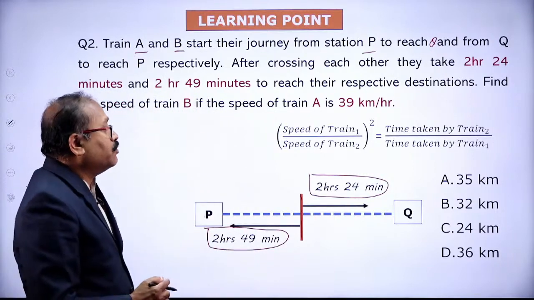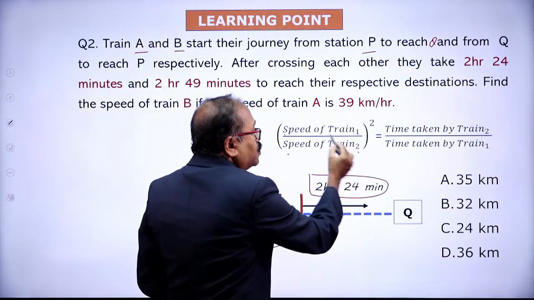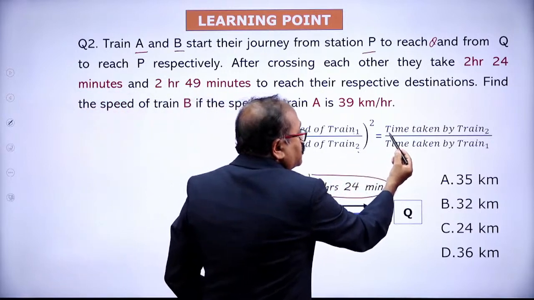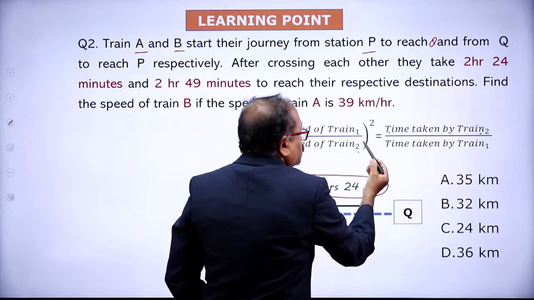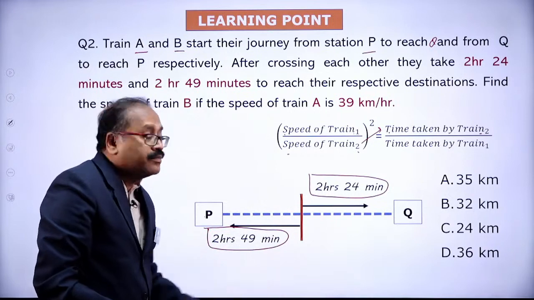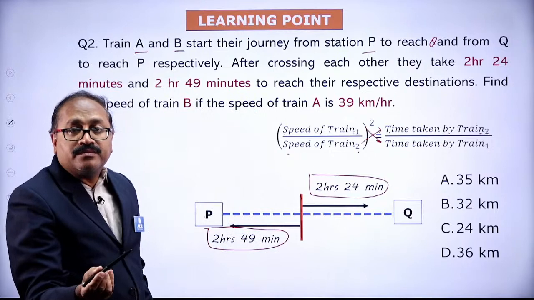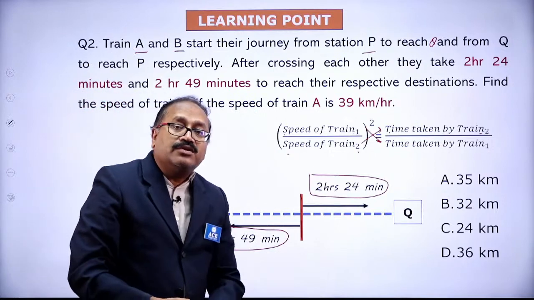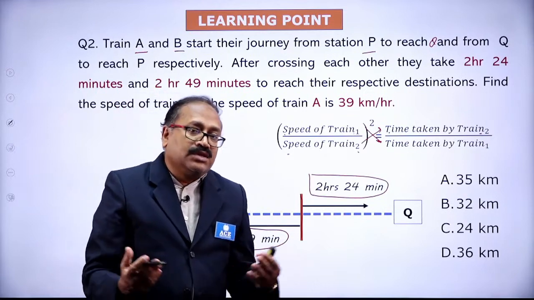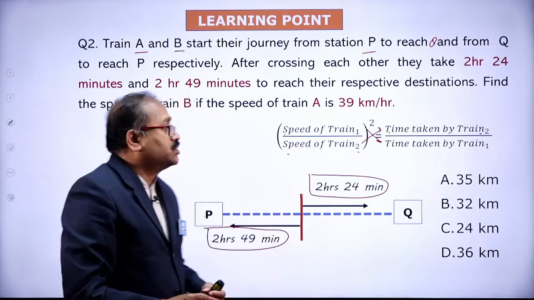There is a shortcut to it, and it frequently comes in the exam. What is that formula? The speed of train 1 by the speed of train 2, whole square, is equal to the time taken by train 2 after crossing by the time taken by train 1. I request you to write down this formula, because this question comes in the exam, and when it comes, it's very easy to answer provided you know this formula. Now I am answering this question here.